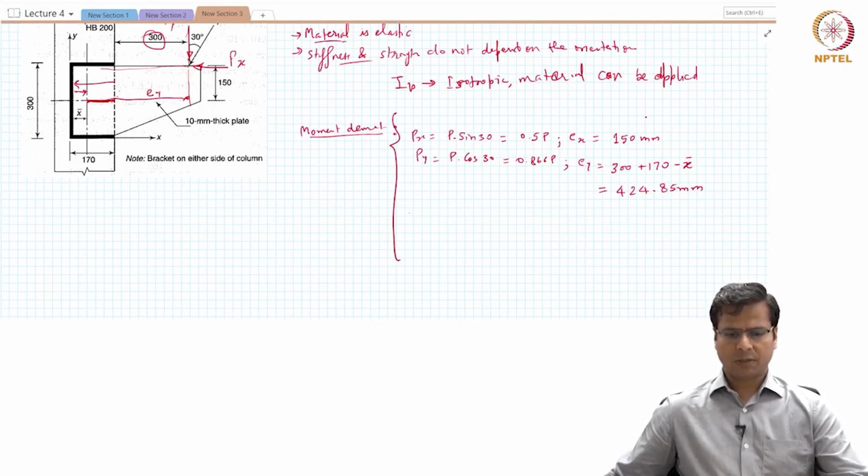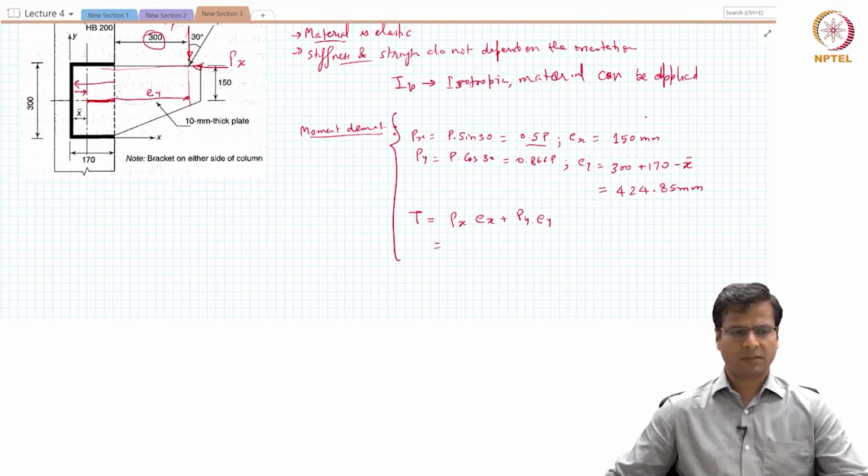The twisting moment now can be calculated as Px Ex plus Py Ey, right? So Px is known as 0.5 P, and P we don't know yet, so we will keep the P term as unknown. 0.5 P multiplied by 150.